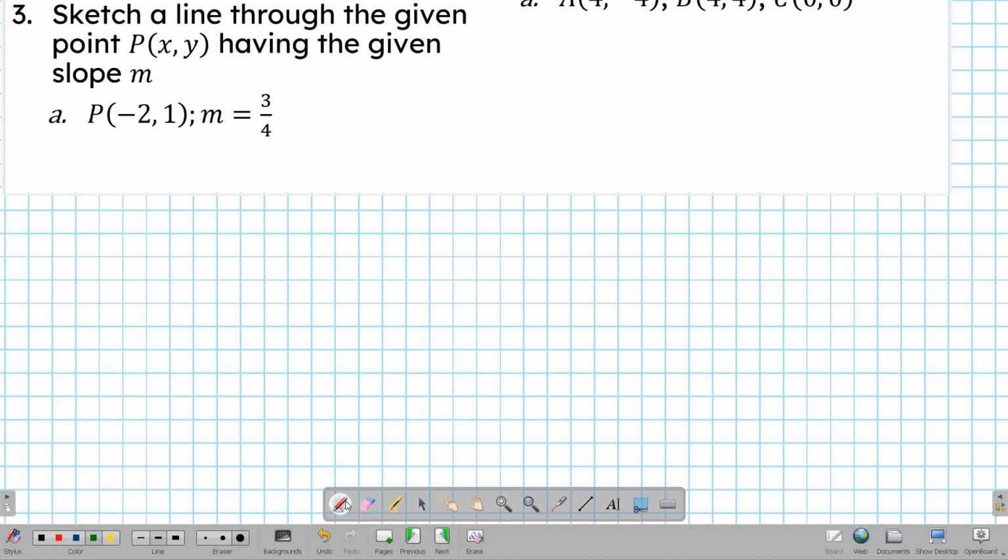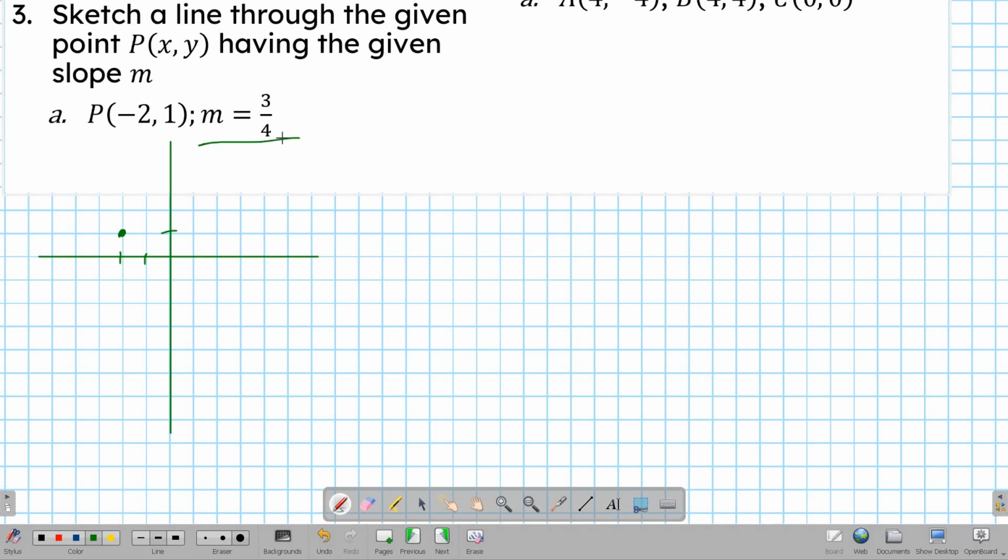So in number 3, we're asked to sketch a line through the point P having the given slope. So let's first draw our Cartesian plane. We have point P at negative 2, 1, and we're asked to draw the line with that slope, m is equal to 3/4.